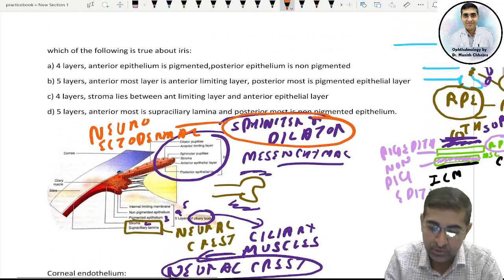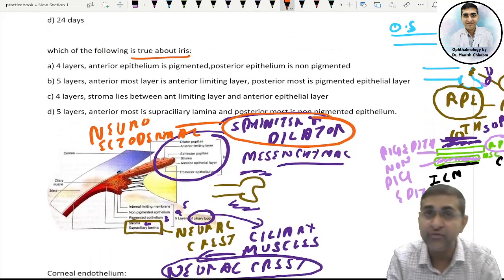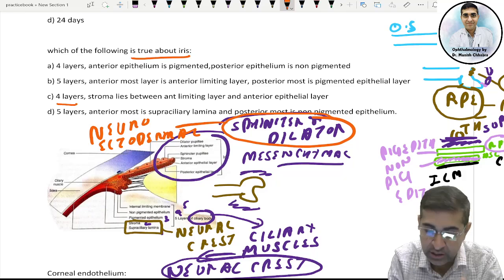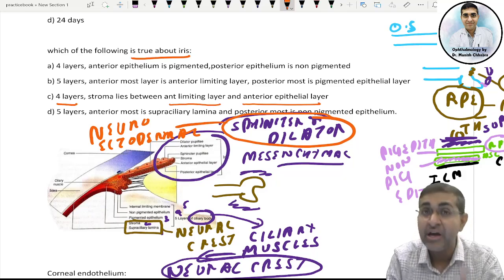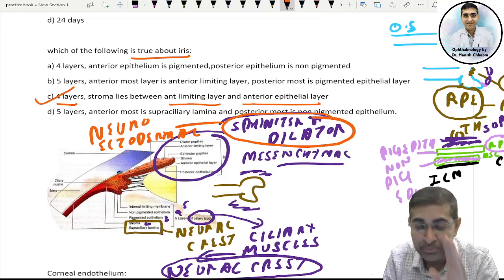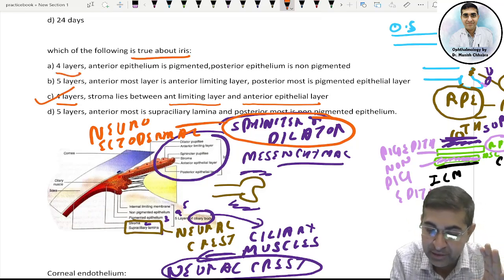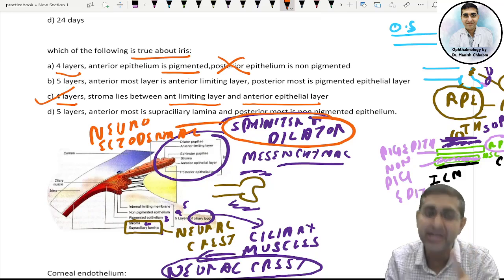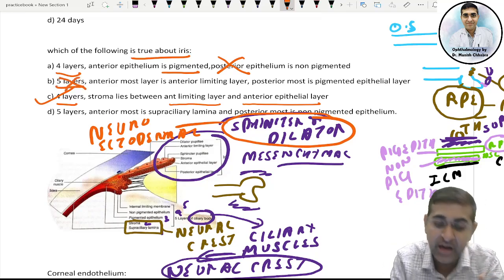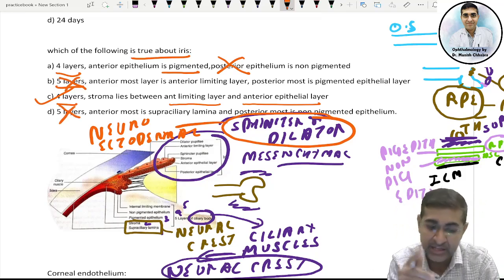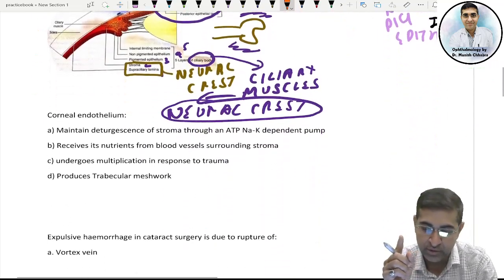Okay, now coming over to the answer. Which of the following is true? You need to tell me the right answer. If I check this, there are 4 layers. Stroma lies between the anterior limiting layer and the anterior epithelium layer. Is it correct or false? Yes, this is the correct answer. The rest of the options are incorrect. Anterior epithelium is pigmented? No, it is the posterior epithelium which is pigmented. Anterior epithelium is non-pigmented in the iris. 5 layers of the iris? No, there are 4 layers of the iris. So the answer to mark is C. I hope most of you students have got this correct.